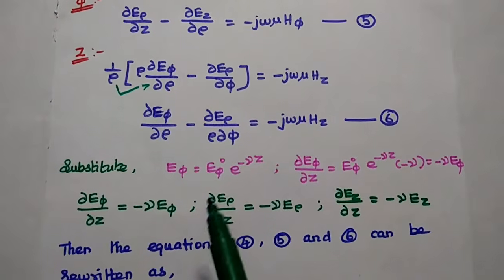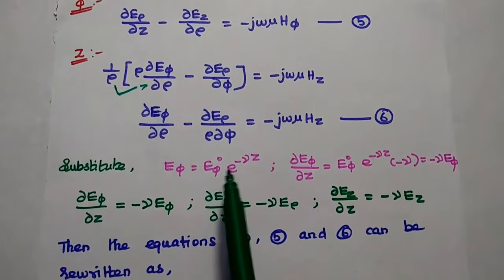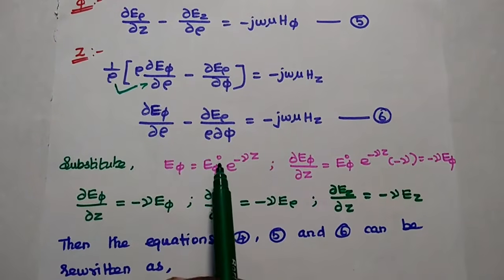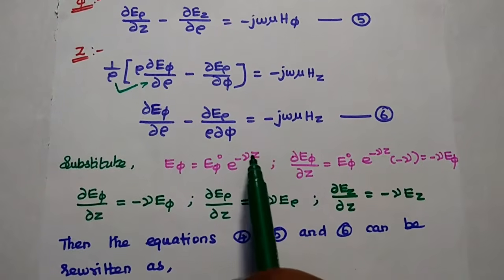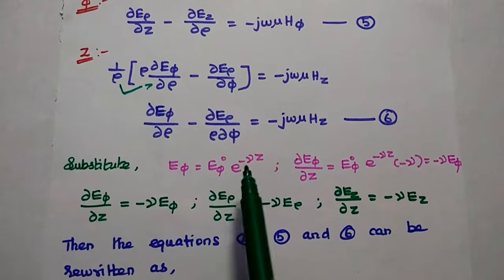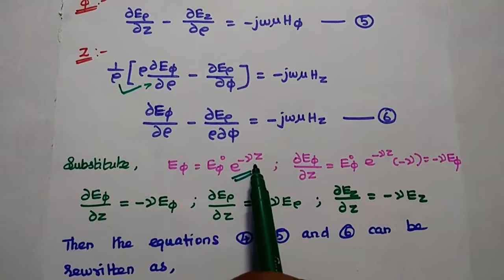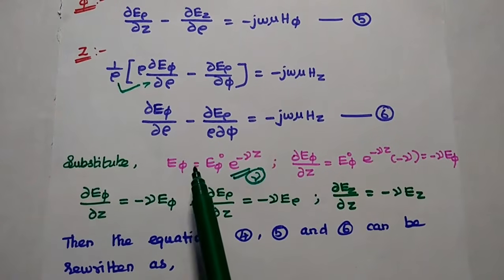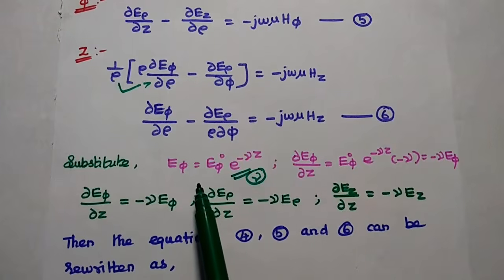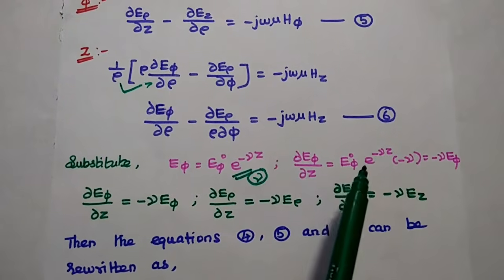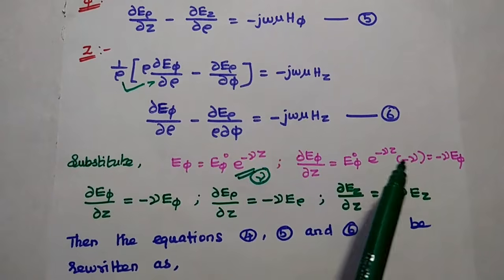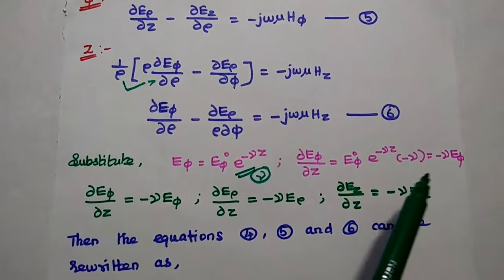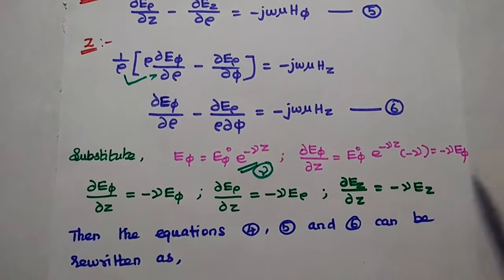As we all know, since the wave is propagating in the z direction, for this electric field we can get the value as Eφ is equal to Eφ0 e^(-γz), because the wave is decreased with the factor e^(-γz). Gamma is nothing but what? Propagation constant. If we differentiate with respect to the z direction, that is the propagating direction, then we get Eφ0 e^(-γz) into minus gamma, because differentiating with respect to z. Then we can get minus gamma into Eφ.